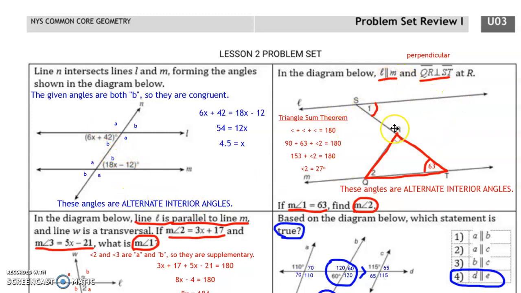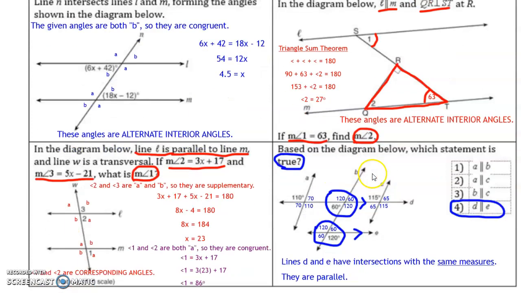For this one, it gives us information about QR is perpendicular to ST. That means that this is a right angle. We're using the triangle sum theorem, essentially. Angle plus angle plus angle is equal to 180. We know this 90. We are able to find this 63 using alternate interior angles. In other words, angle 1 is equal to 63 degrees, and angle RTQ is equal to 63 degrees, alternate interior angles. Once I found that information, I was able to use the triangle sum theorem to find 27 degrees as my third angle. That's angle number 2.